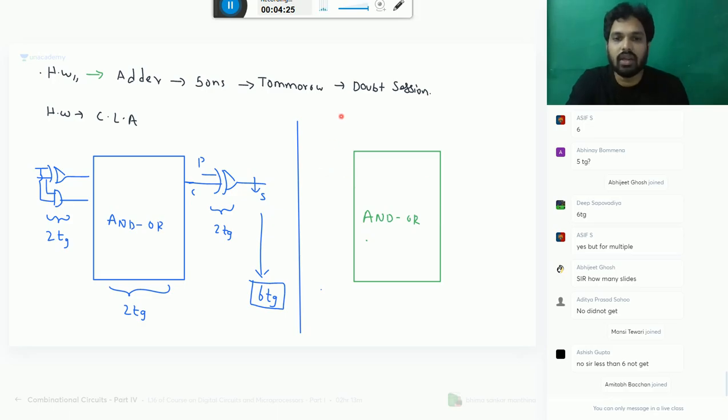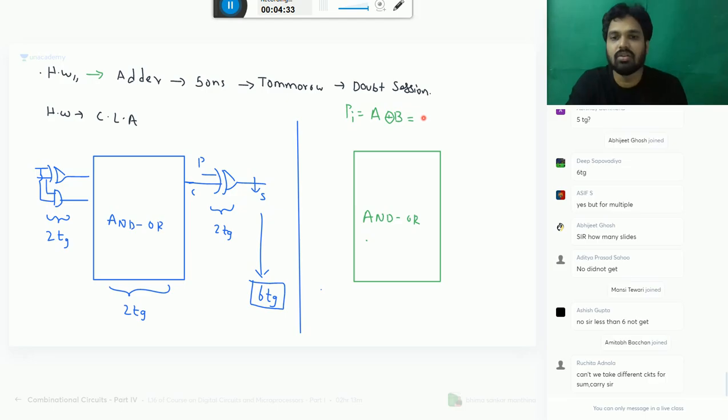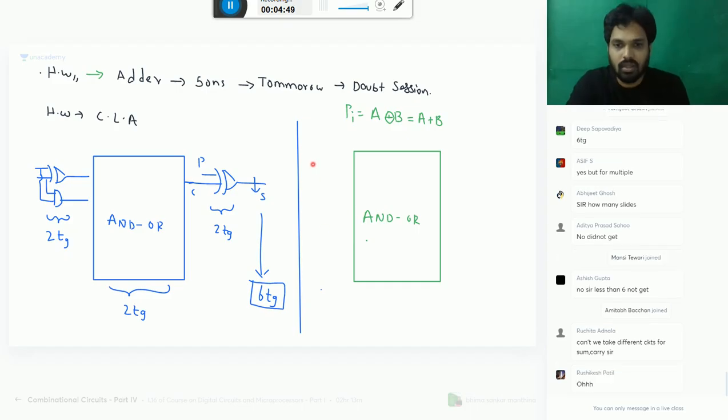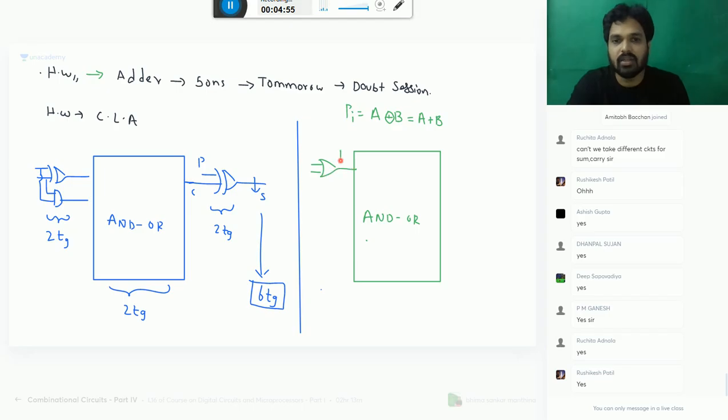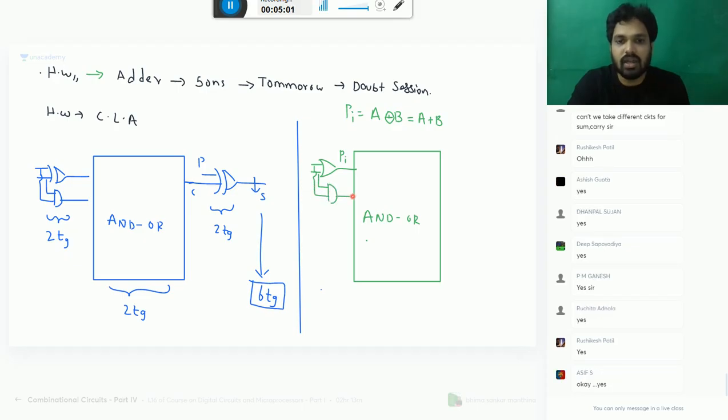I told you that you can implement propagate carry by 2 methods. Go by A XOR B, one method. Otherwise A plus B. Is it clear? Do you remember this point or not? Yesterday in class I told that propagate carry can be implemented by an XOR gate or by using an OR gate also. Do you remember or not? Please tell me. So using that logic, for propagate carry you take this one, and for this one you can use an AND gate. In that case, your delay will be reduced to 1 TC.